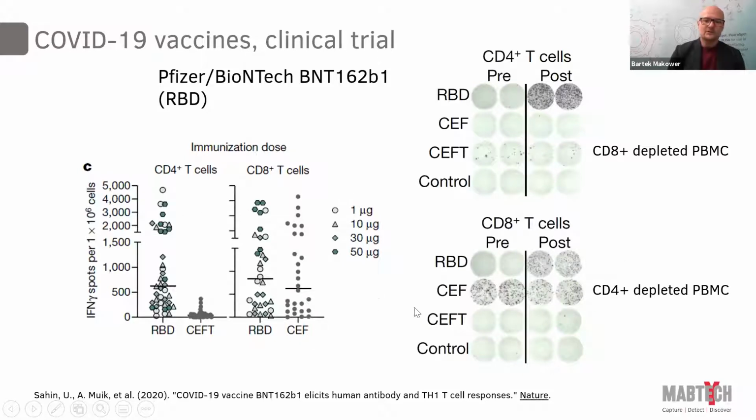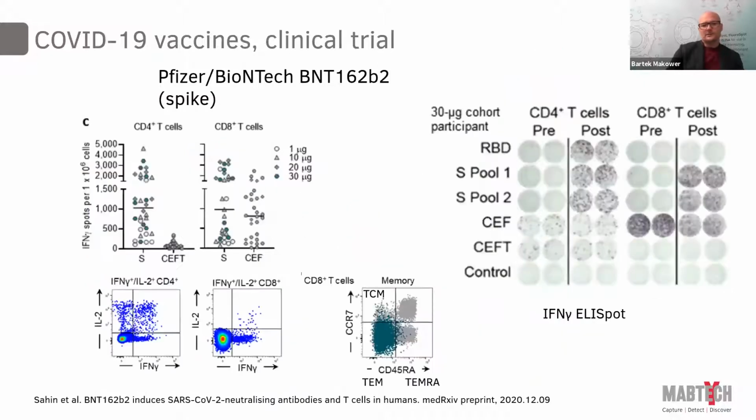They also did dose titration and came to the conclusion that 30 micrograms was an optimal dose. But then they actually compared two different versions. The second version here is called B2, and this is based on the full spike trimer RNA. And this is actually the one which went through to phase 3 and now is given to people all over the world. So why did they choose this version?